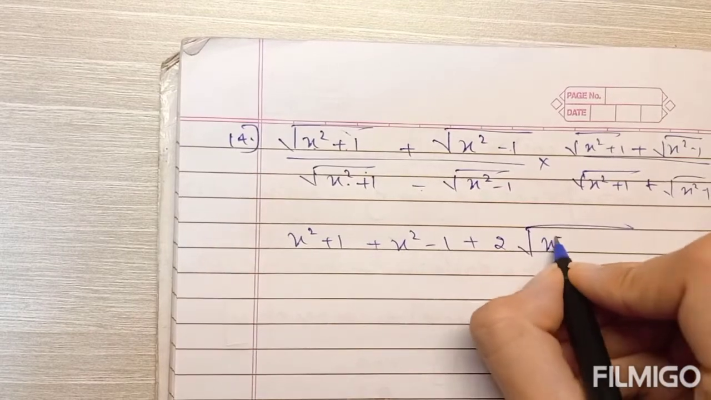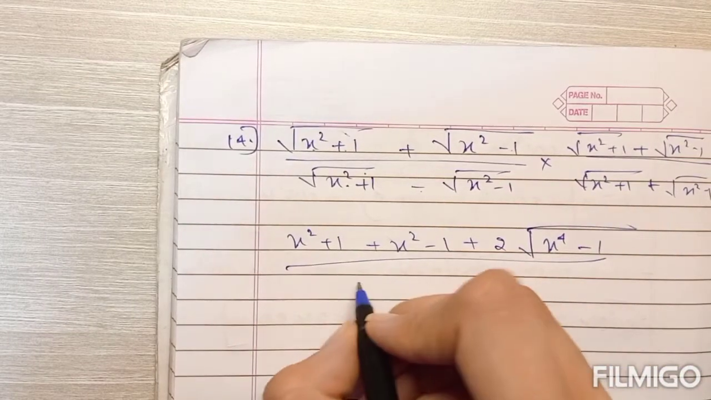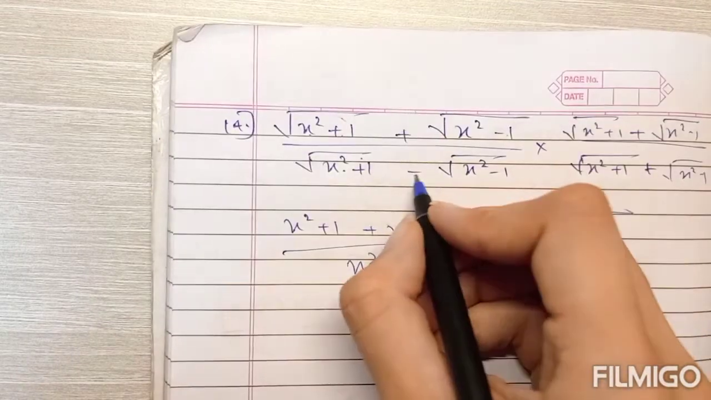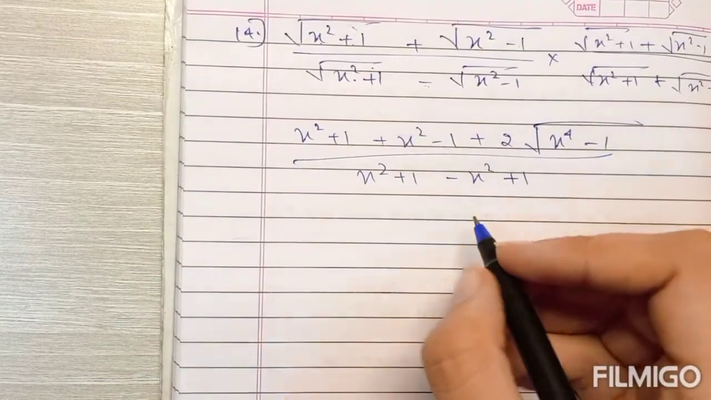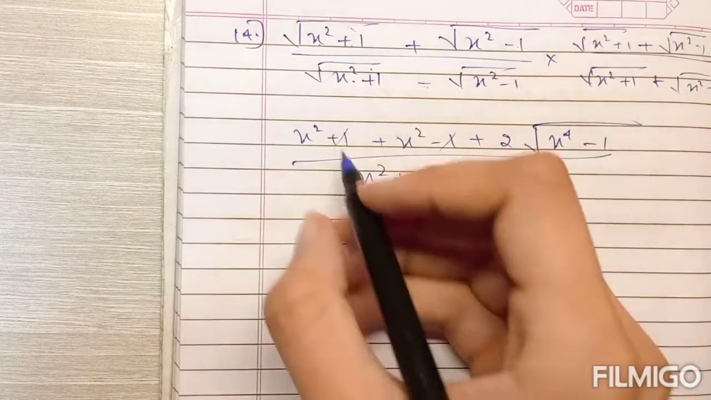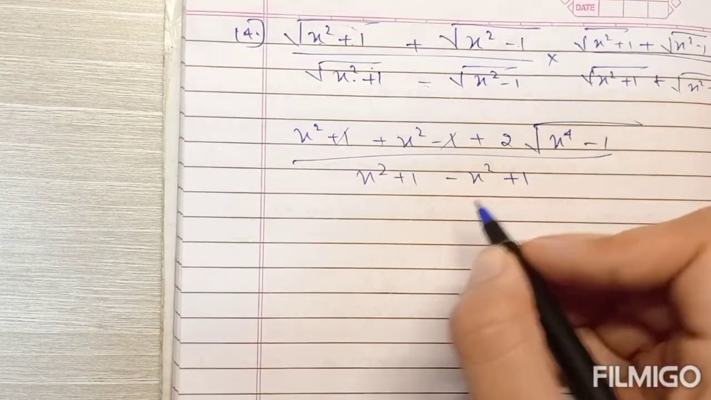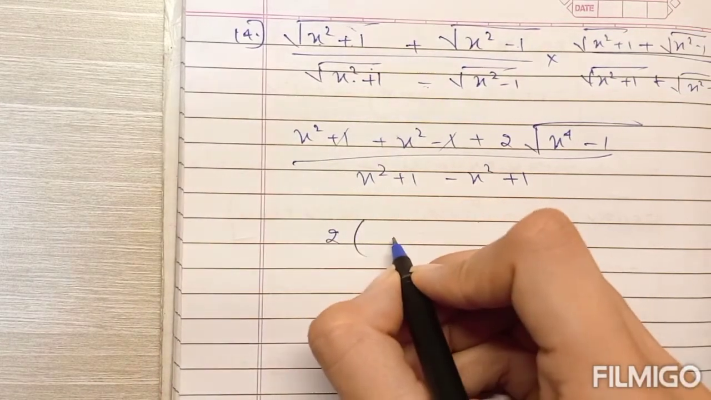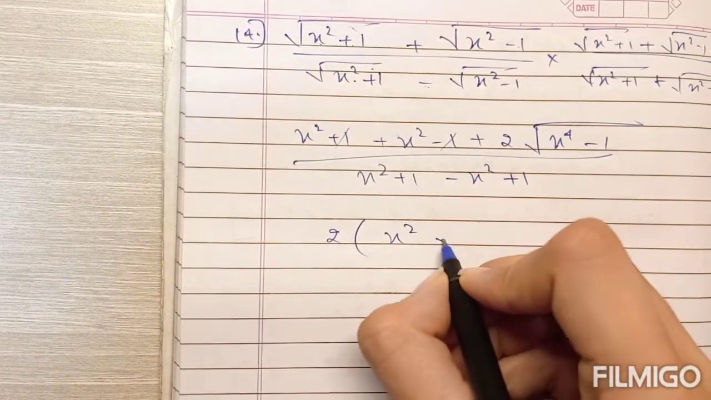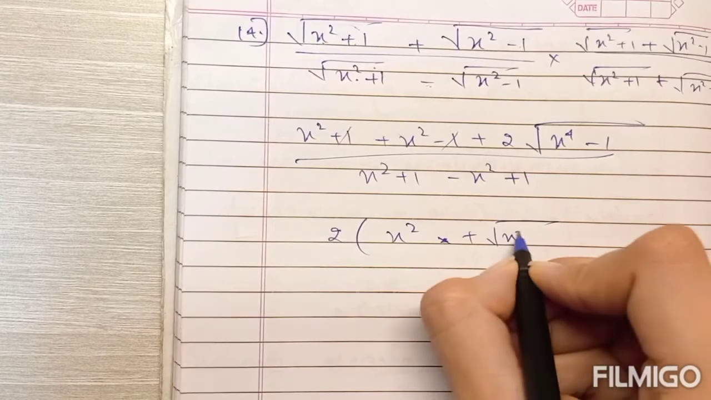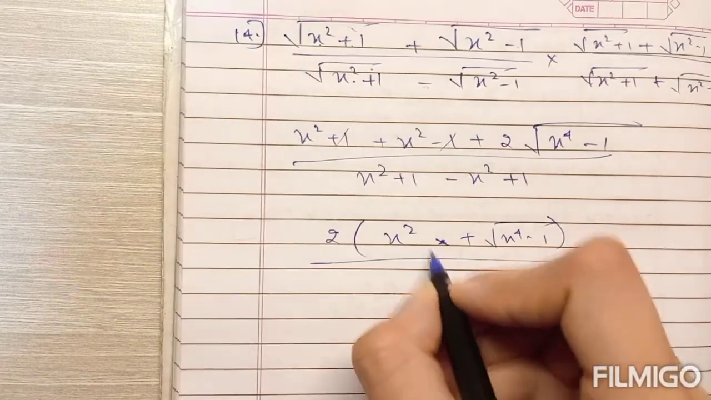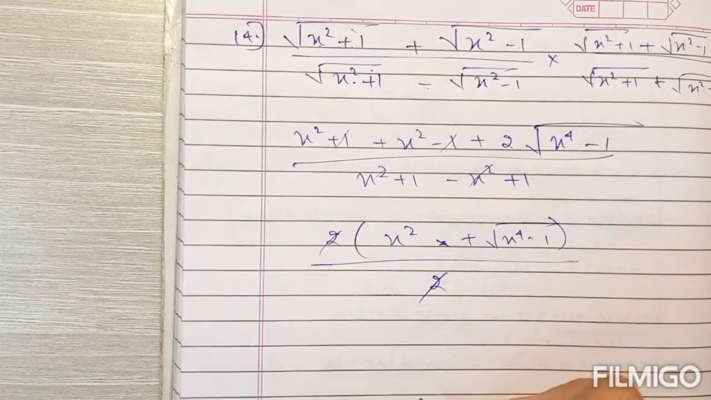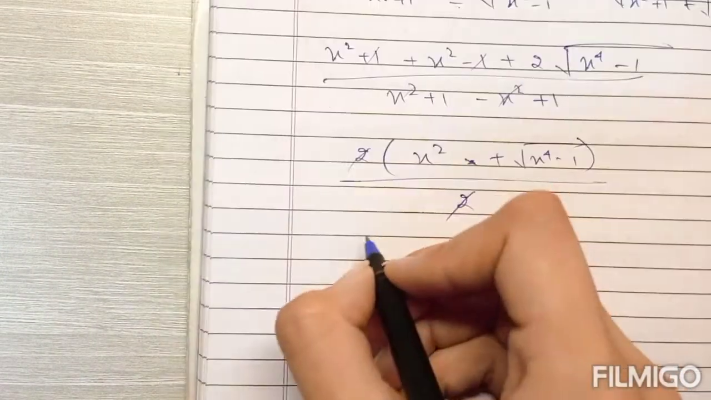So we have x raised to 4 minus 1 upon x square plus 1 minus x square plus 1, because of minus minus becoming plus. So again 1 and 1 gets cancelled. We have 2x square and 2 into root of x raised to 4 minus 1. So 2 gets common, and we have x square plus root of x raised to 4 minus 1 upon x square gets cancelled and 2. So just 2. So now our function becomes very simple.